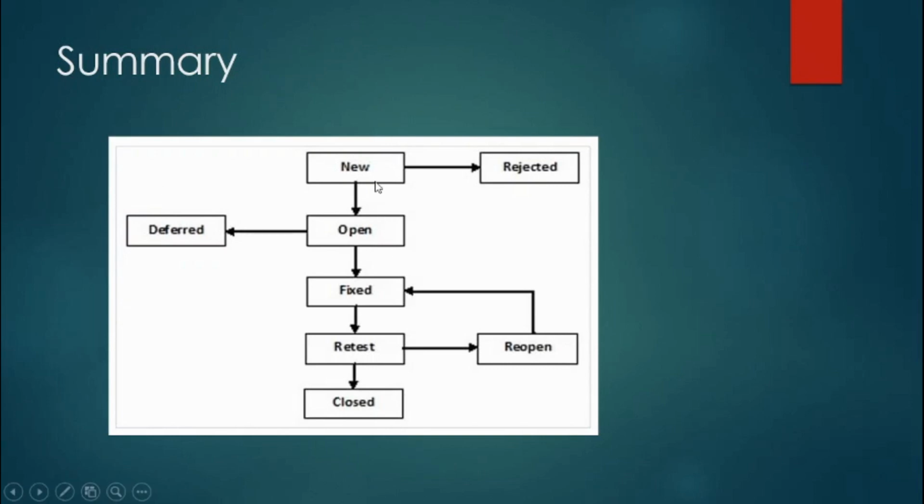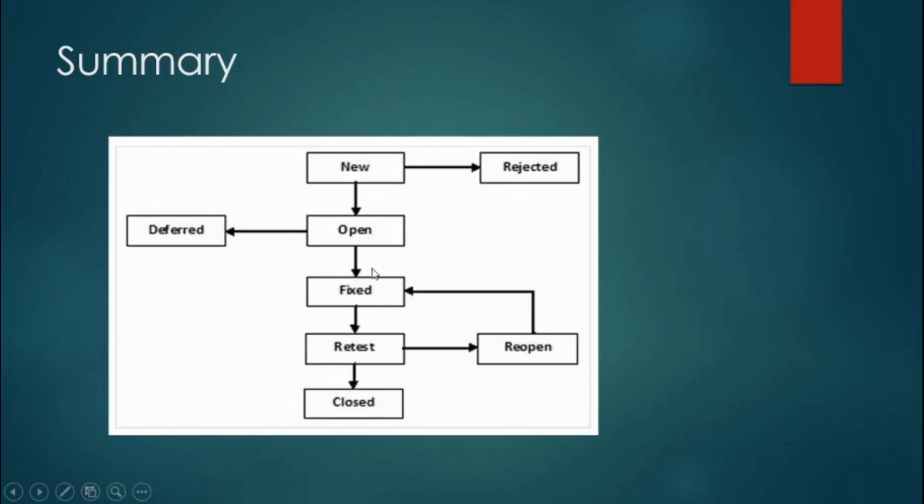Now as a summary, let's revise what we learned today. Once you raise a defect, it will be in the new status. Once the defect is assigned to a developer, he or she can put it into open status. If there is no time to fix the defect, it can go to deferred status. And if your defect is not genuine, or if it is a duplicate defect, it can be rejected. Once the developer feels that this is a genuine defect, he or she starts working on it, and after fixing the issue, they can move your defect to fixed status.